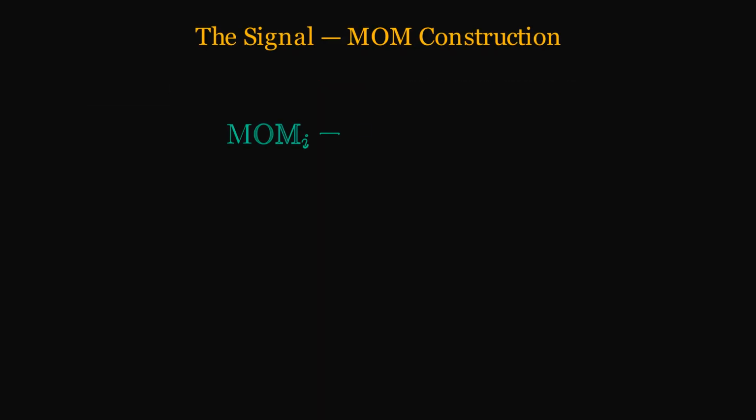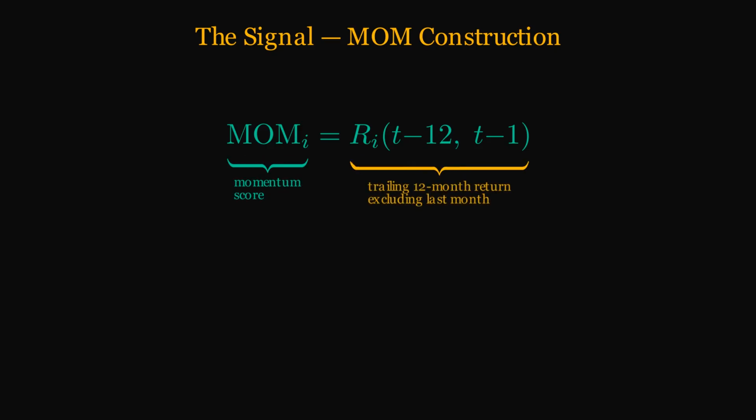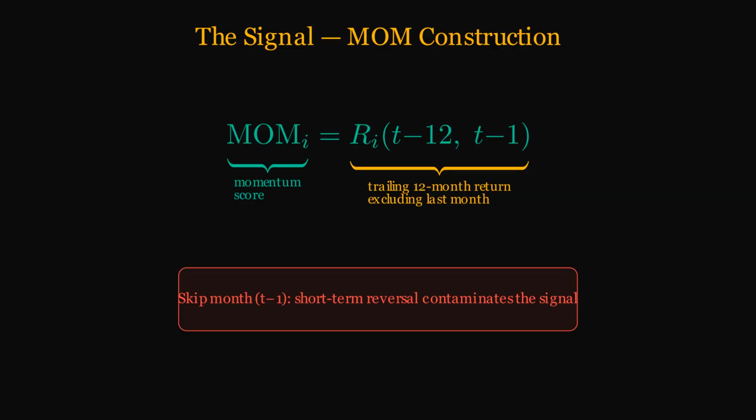The standard cross-sectional momentum signal, MOM_i, equals the trailing 12-month return for asset i, excluding the most recent month. The momentum score labels the left side. The right side is the 12-month return window, running from month T-12 to T-1. Why skip the last month? Short-term reversal is documented separately and contaminates the momentum signal. Skipping T-1 removes this noise.